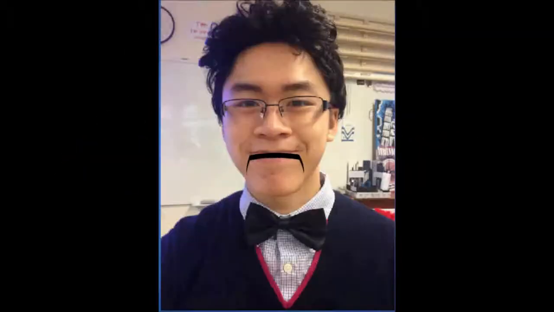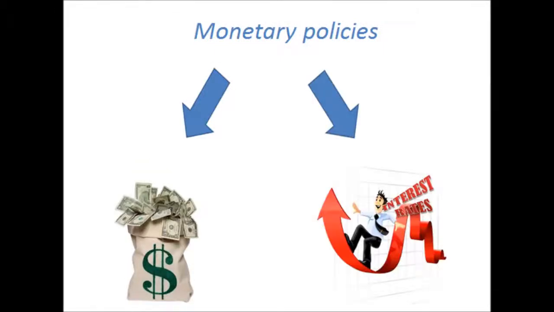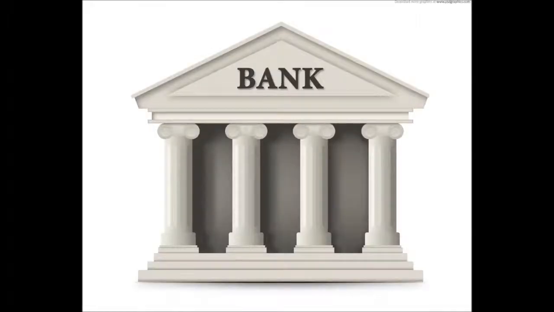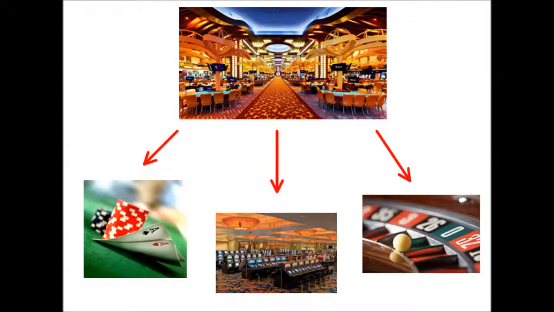Monetary policy. Monetary policies affect the supply of money and the level of interest rates in an economy in order to influence the aggregate demand of an economy. When interest rates are used as a monetary policy, they are called base rates. The central bank is essentially the government's bank and the ultimate authority in control of money supply. Think of it as the overall casino house being able to control the payout of individual casino games.